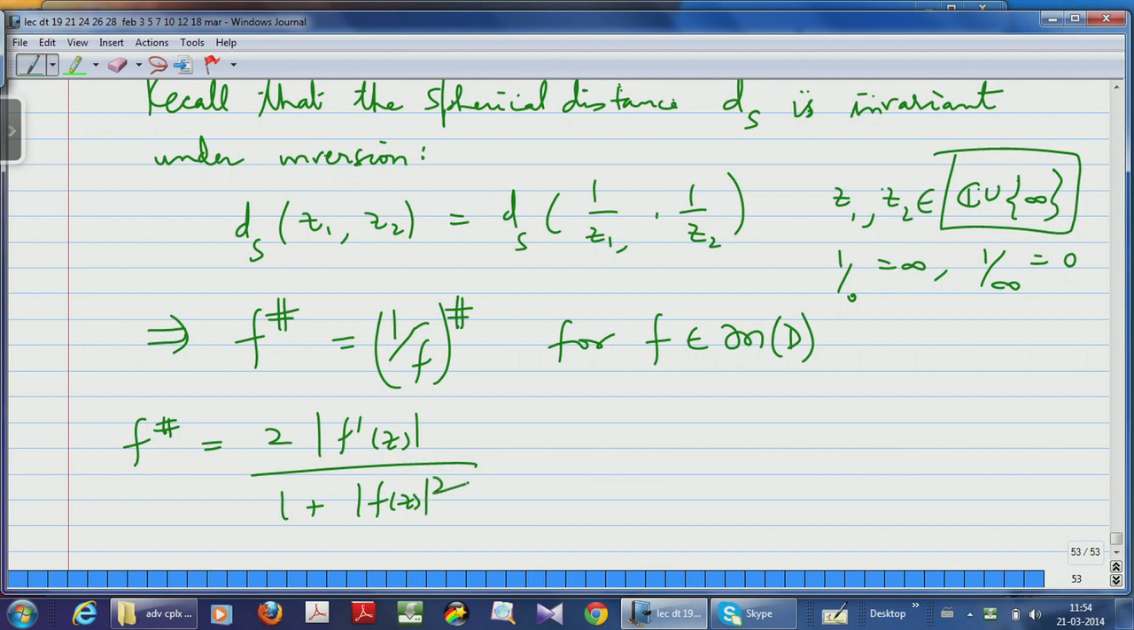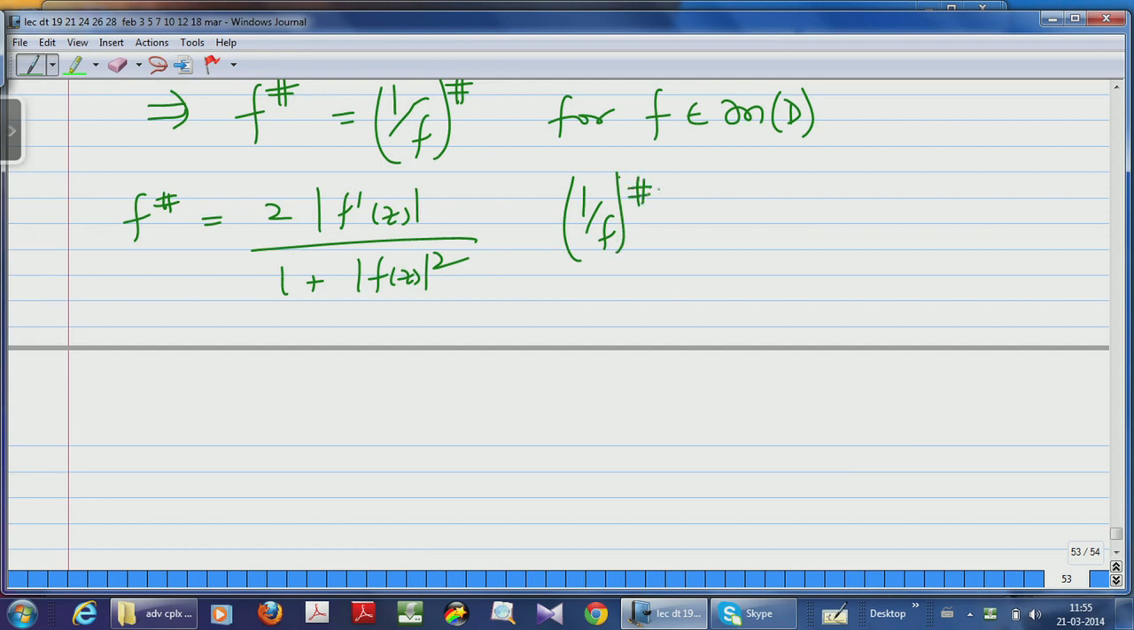This is what it is. All right. Now, this formula is correct where f dash exists. For simplicity, let's assume that f dash is not 0 at a point. Suppose the derivative doesn't vanish at a point. 1 by f also makes sense at that point. The usual derivative of 1 by f also makes sense at that point. So if you calculate 1 by f hash, what will it be?